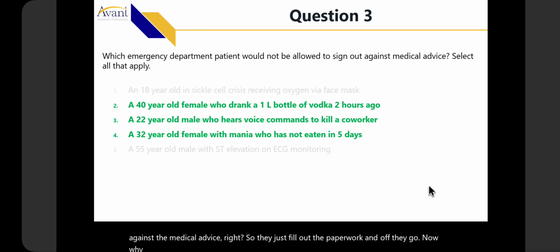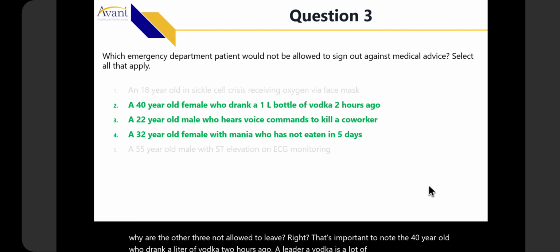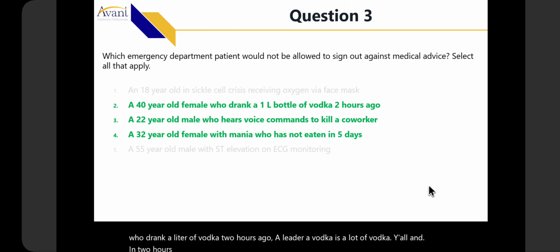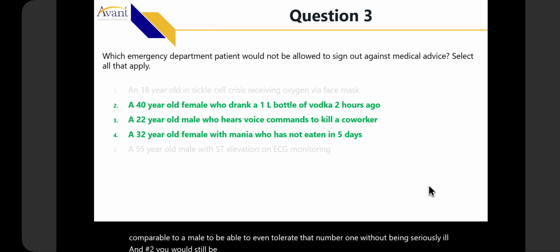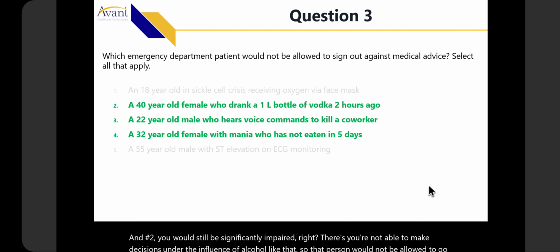Now, why are the other 3 not allowed to leave, right? That's important to know. The 40-year-old who drank a liter of vodka 2 hours ago. A liter of vodka is a lot of vodka, y'all. And in 2 hours, you would have to be a huge woman, right? With lots of muscle, right? Really comparable to a male to be able to even tolerate that, number 1, without being seriously ill. And number 2, you would still be significantly impaired, right? You're not able to make decisions under the influence of alcohol like that. So that person would not be allowed to go AMA.